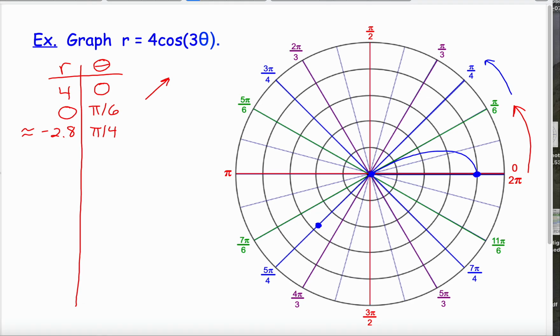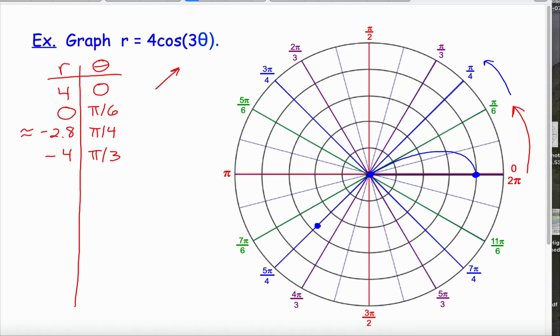And then I'm going to plug in pi over 3. Let's see what happens here. When I plug that in for theta, I triple it, and I'm going to get pi. Cosine of pi is negative 1 times 4. I get negative 4. So at pi over 3, I'm going to go 4 in the opposite direction, and I'm all the way out here. So this graph is very, very quickly going out with negative r's in the opposite direction.